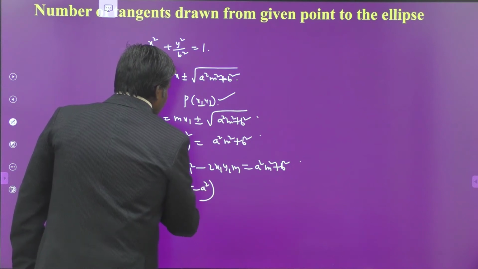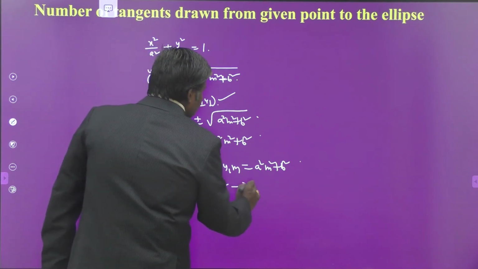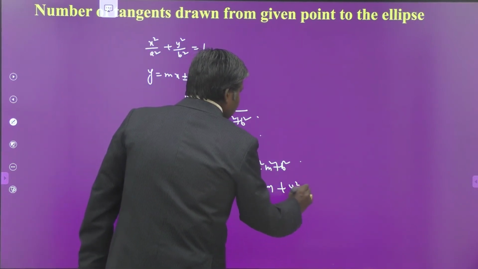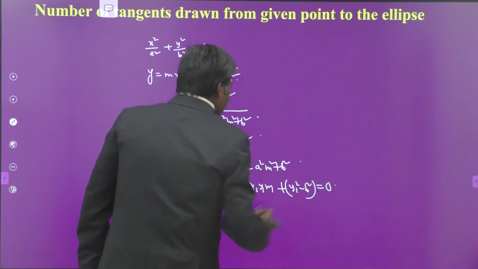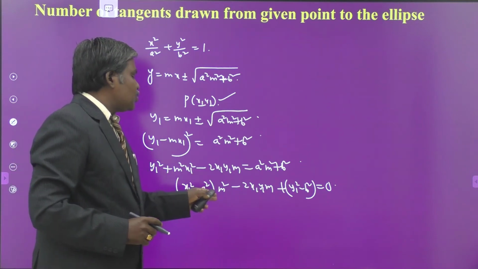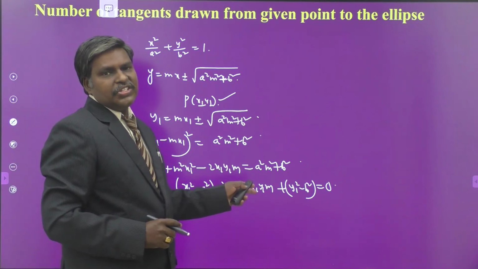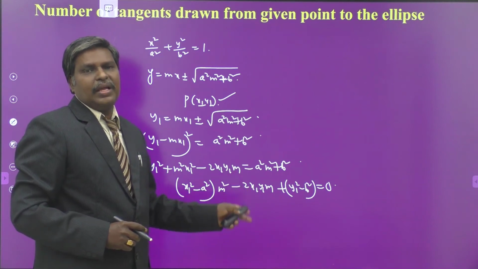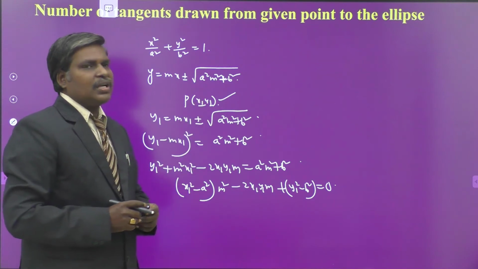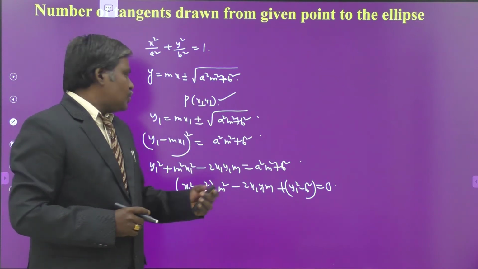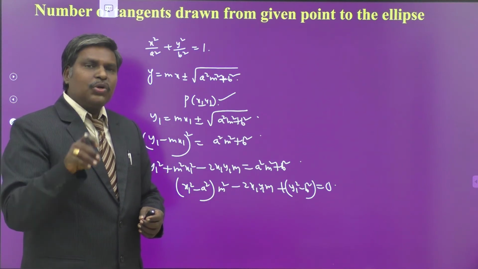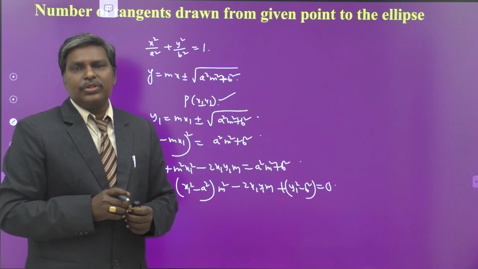(x1² − a²)m² − 2x1y1m + (y1² − b²) = 0. This is a quadratic equation in m. It represents what? A quadratic equation in m has two roots, say m1, m2. These are the slopes of tangents drawn from your given point P(x1, y1) to the ellipse. So when it is a quadratic equation in m, it has two roots. We mean at most two tangents can be drawn from a given point to the ellipse.